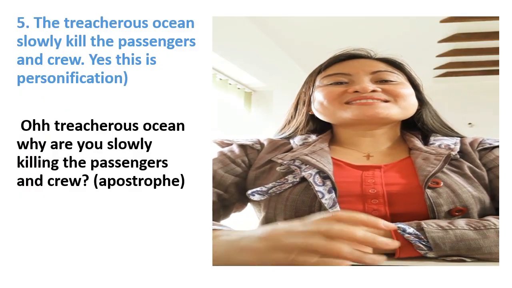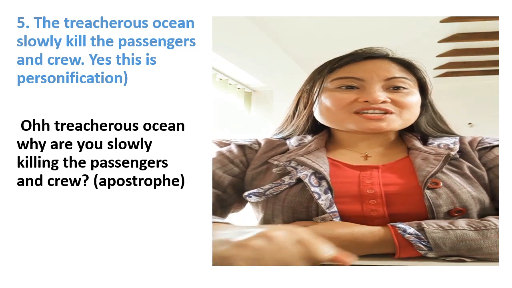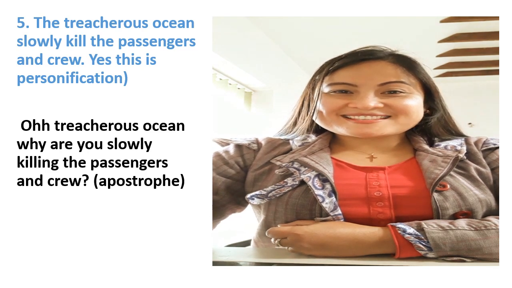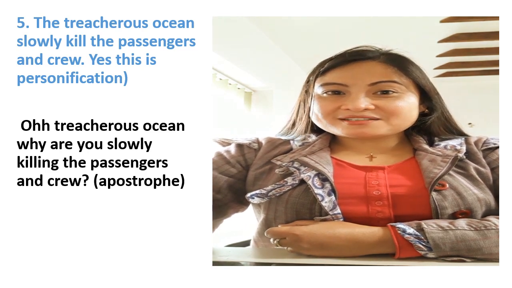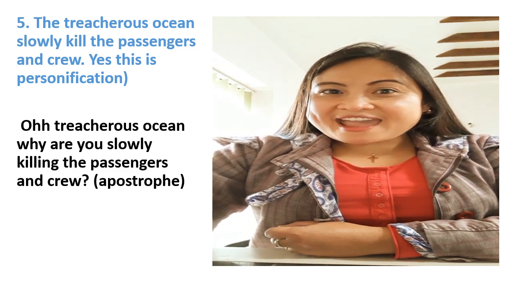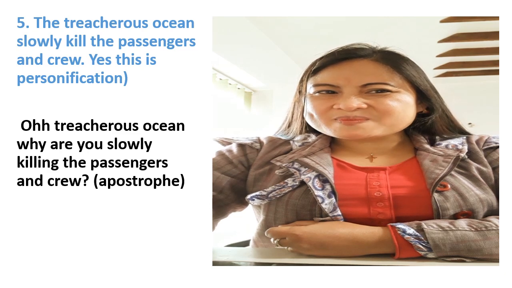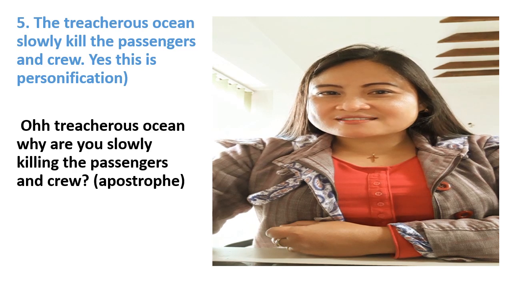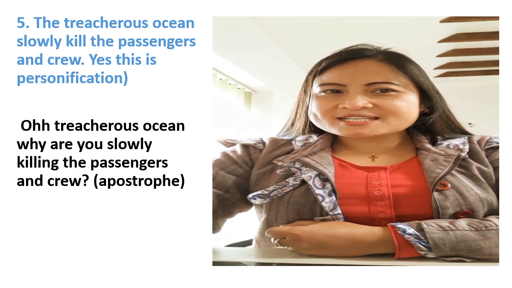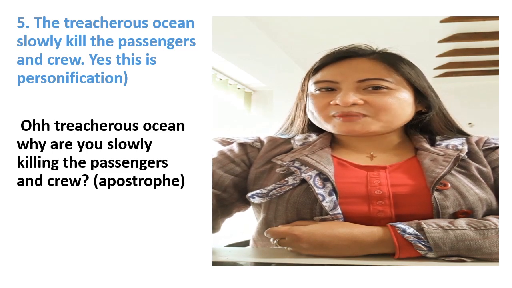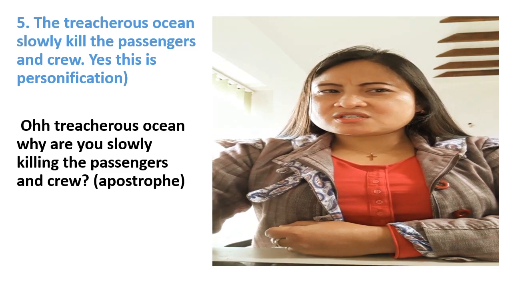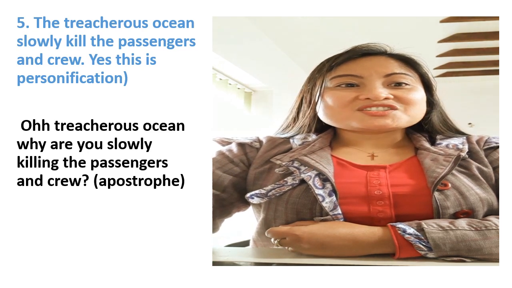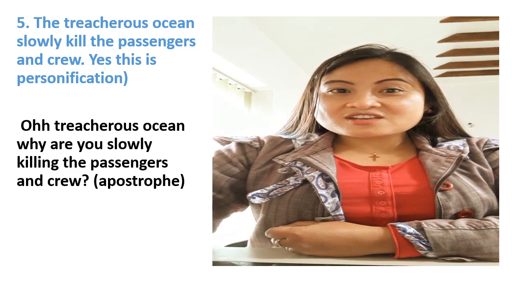Let's check sentence number 5. The treacherous ocean slowly killed the passengers and crew. Yes, this is an example of figurative language, making the ocean act like a person, killing people. And this is another example of personification. This could be transformed into apostrophe, and it will become, "Oh, treacherous ocean, why are you slowly killing the passengers and crew?" Now, do you see the difference between personification and apostrophe?